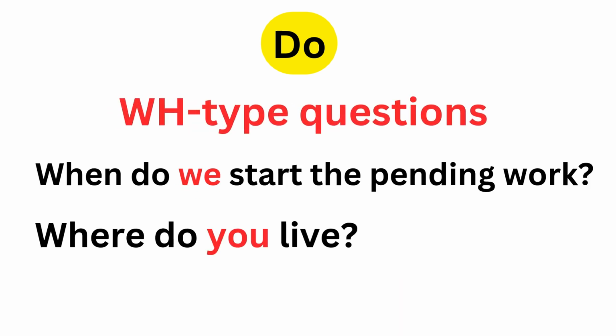Do is used with WH questions. For example, when do we start the pending work? Where do you live? In both sentences, we use do with when and where.